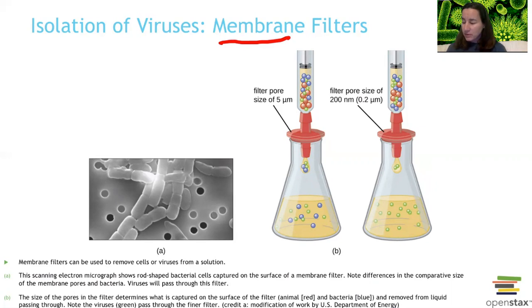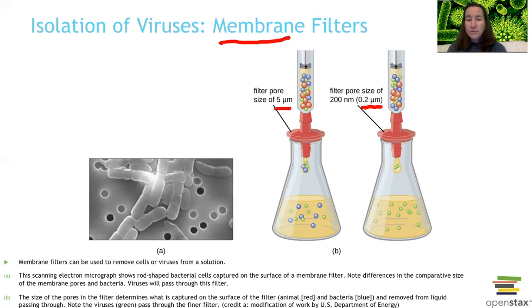Here the pores are 0.5 micrometers, and we can see that we've blocked out the red colored substance, but the blue and the green colored substance are still getting through. Then we decrease the size of the pore to 0.2 micrometers, and now only the little bitty green stuff gets through. So that's how we can use membrane filters to get down to just the teeny tiny little viruses and isolate those.